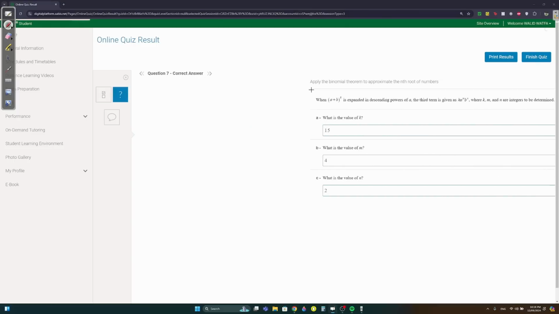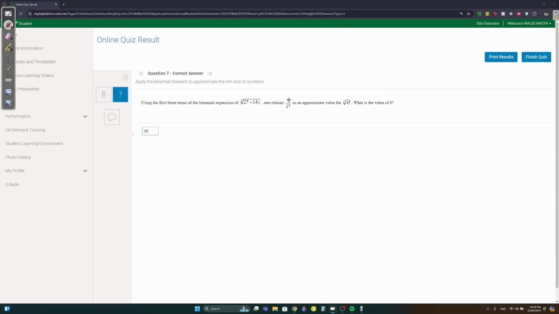Question 7. Okay, this one's a bit tricky. But it's fine, it works. We want the first 3 terms of the binomial expression, cube root of 27 plus 18x. Okay, and they said that the cube root is k over 27, find k, and this is an approximation for the cube root of 45, and so on. Okay, let's see. Cube root of 27 plus 18x can be rewritten as 27 plus 18x to the power of 1 over 3, right? Remember, the index goes inside and the power inside goes up.